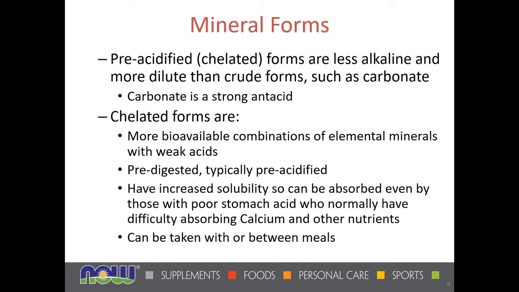And I do have a chart I'll show you later that's showing the percentages of the elements that are in different kinds of complexes. Now, any mineral that's bonded to a carbonate tends to be a strong antacid. It tends to be a mineral that is in an alkaline complex. If you do a pH reading on it, it's going to be a high number, higher than 7.0, which is the indicator of a neutral pH.